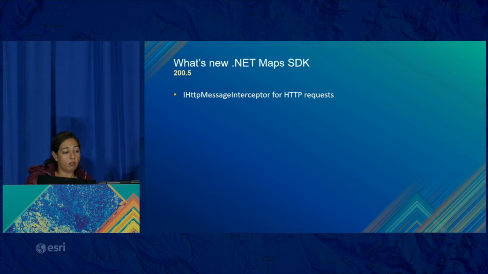Then in 205, we added a new interface called IHttpMessageInterceptor. This interface is useful for intercepting and processing HTTP requests and responses made by the Maps SDK. If you have worked with ArcGISHttpClientHandler in the past, this is a replacement, and that handler is now marked as deprecated. So we recommend switching to using IHttpMessageInterceptor. Morten, do you want to?